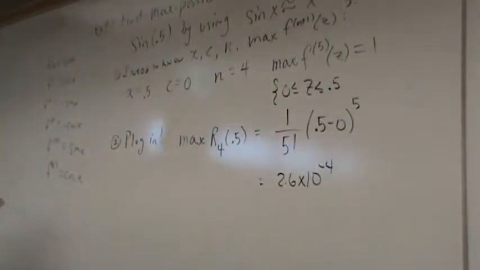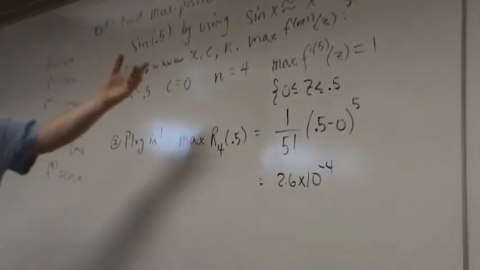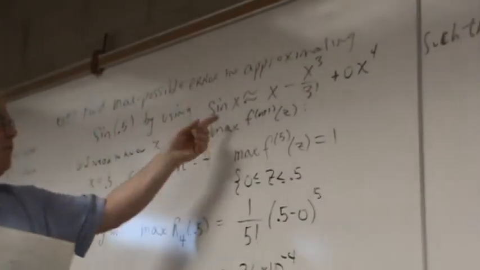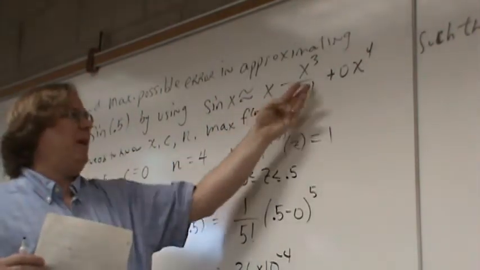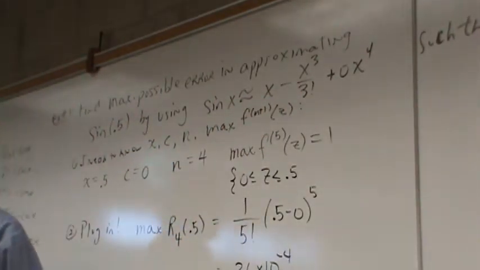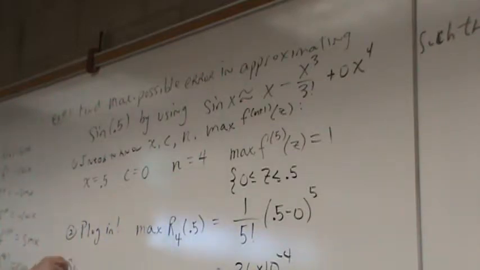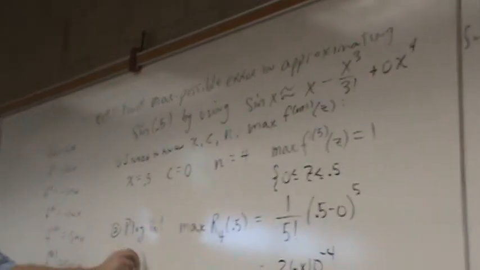Now, it's kind of weird because we're living in the day of calculators. So tell me, instead of going through all this problem, how could I actually find the error in the approximation? I can actually find the difference between the sine of 0.5 and plugging 0.5 in here, right? Just plug it in. Yeah, it's weird living in the day of calculators.